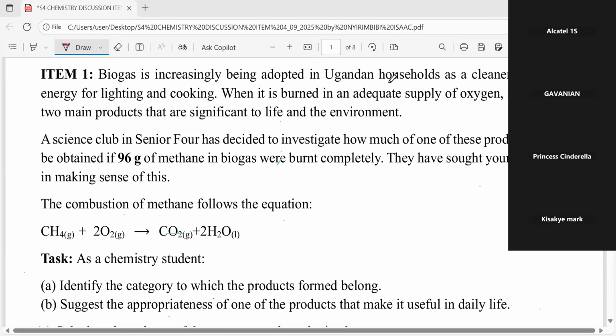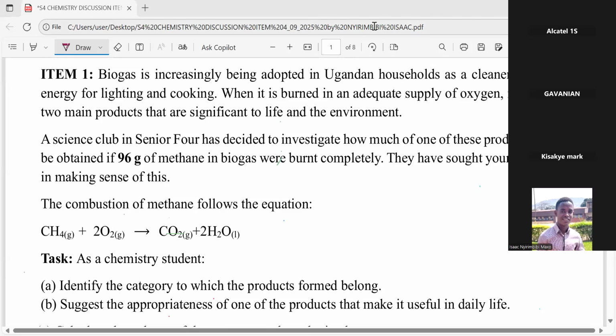Methane gas plus 2 oxygen equals carbon dioxide gas plus 2 water. Okay, finished. Okay, thank you. That is 2 water molecules. Okay. Thank you, Gavanian. You can mute.